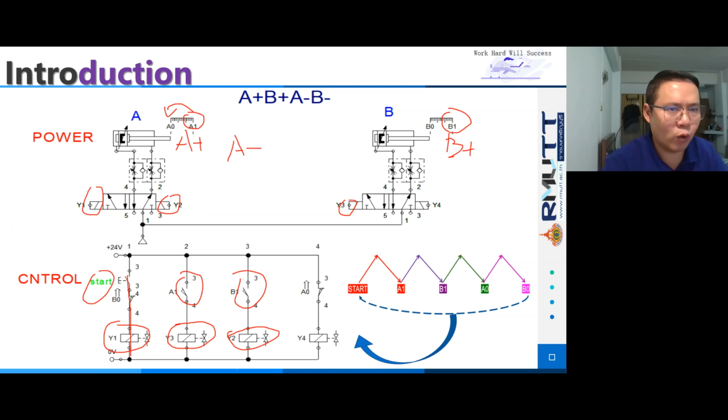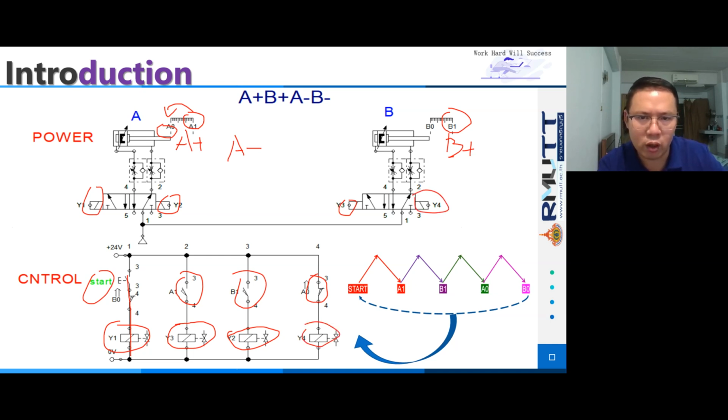When the cylinder A arrives at the A0 position, the switch is closed and the Y4 is working. Y4 in here. Y4 is working. The cylinder of B will return to the B0 position from B1. And we can press the start switch and the control will work again.